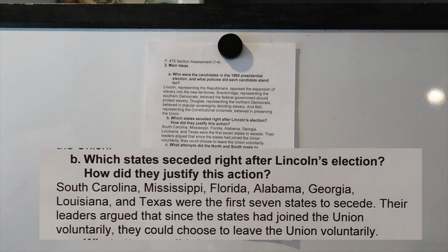Letter B says, what states seceded right after Lincoln's election and how did they justify this action? South Carolina, Mississippi, Florida, Alabama, Georgia, Louisiana, and Texas were the first 7 states to secede. Eventually 4 more will join. Their leaders argued that since the states had joined the Union voluntarily, they could choose to leave the Union voluntarily.